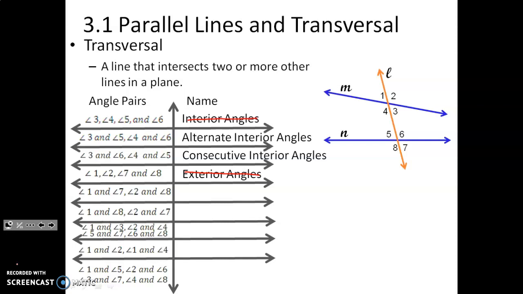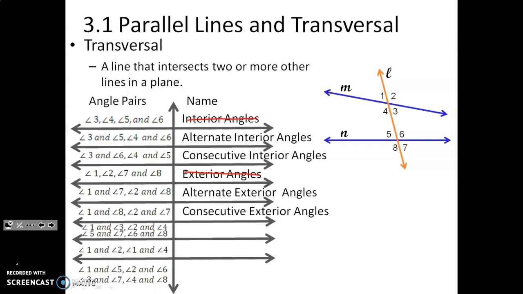So 1 and 7, 2 and 8. Again, opposite sides of the transversal, so alternate exterior angles. And then 1 and 8 and 2 and 7. Now, consecutive might be wrong terminology, same side. Our book really doesn't even have this in it, but there is a relationship there.